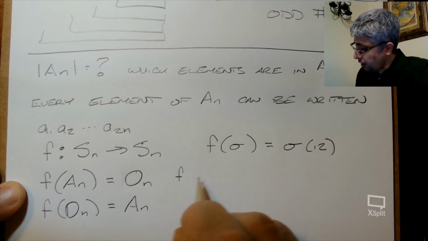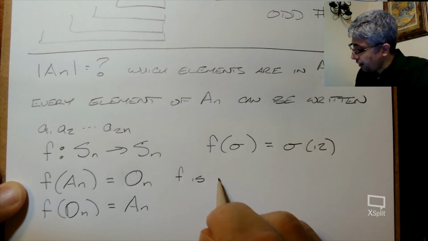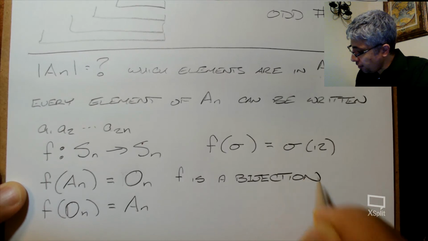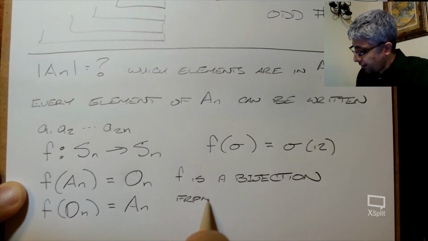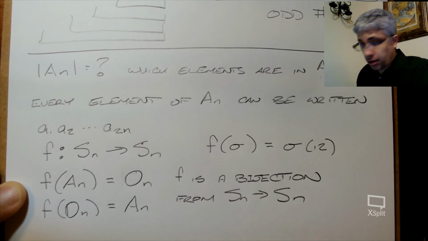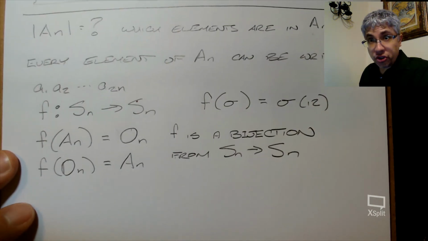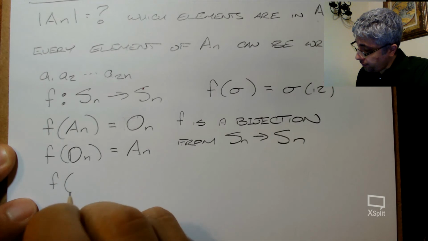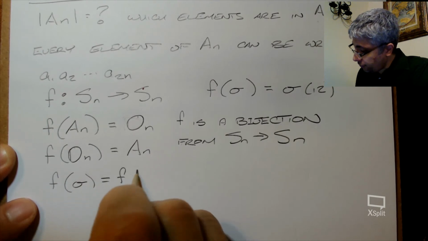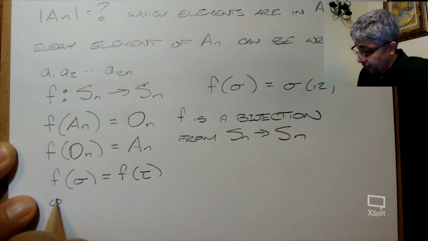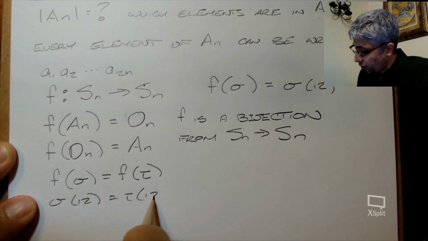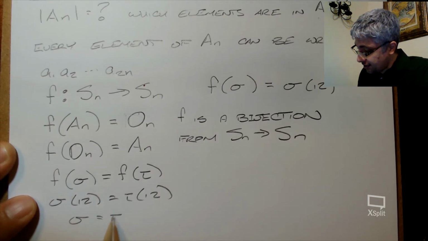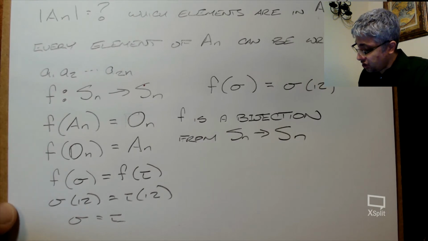Okay, F is a bijection from Sn to Sn. And what do we have to show there? Well, first of all, if F of sigma equals F of tau, what would that mean? Well, that would mean sigma (1 2) is equal to tau (1 2), and we could multiply both of these on the right by (1 2), which is the inverse of (1 2), which says that sigma equals tau. So this is actually injective.